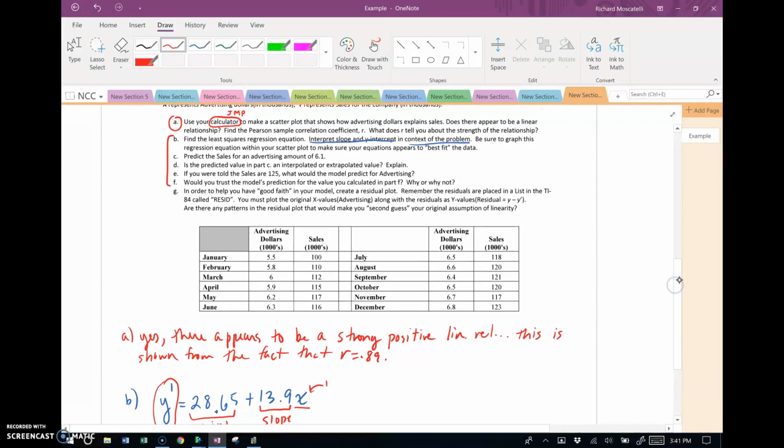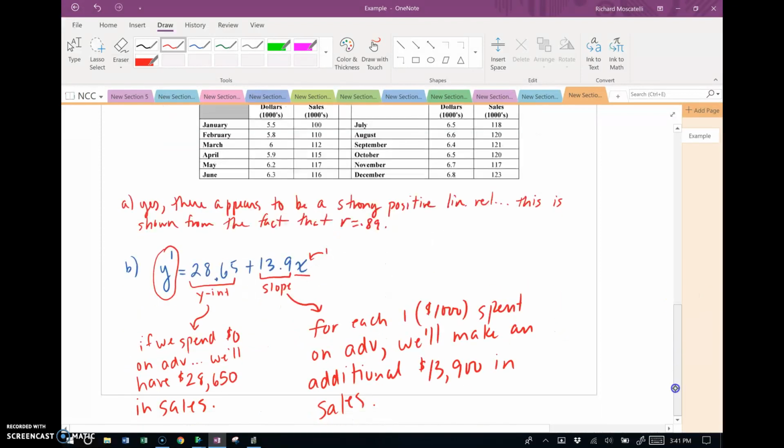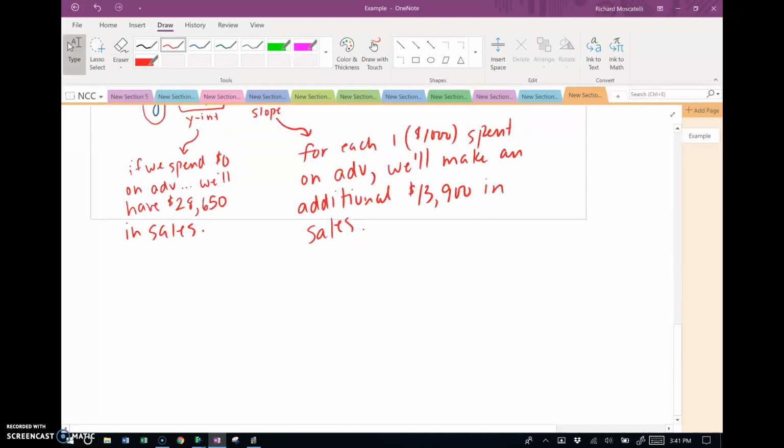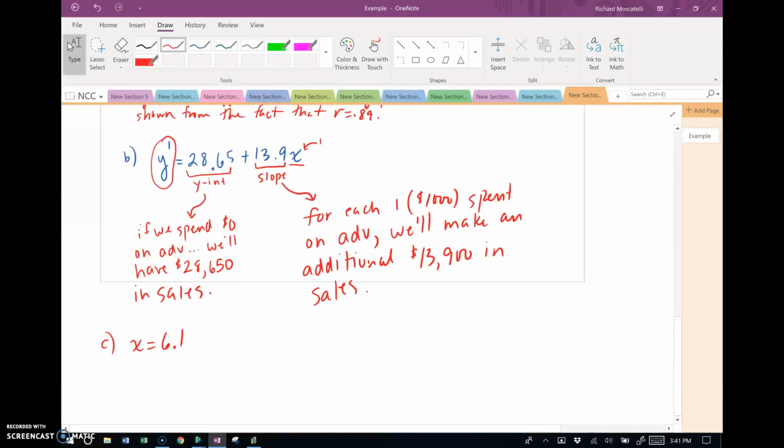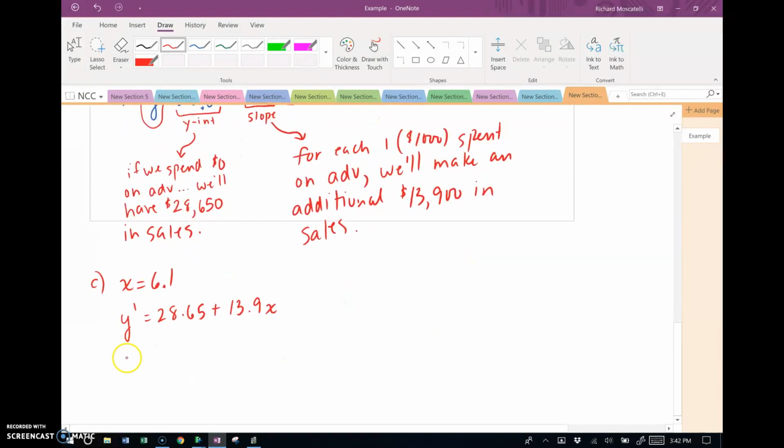All right, so I believe we did all the parts in B now. So let's look at part C. It says, predict the sales for an advertising amount of 6.1. In other words, if we spend x equals 6.1, which remember, that would be $6,100. So remember our model, y prime is equal to 28.65 plus 13.9 times x. Now, if x is 6.1, that's just an arithmetic question.